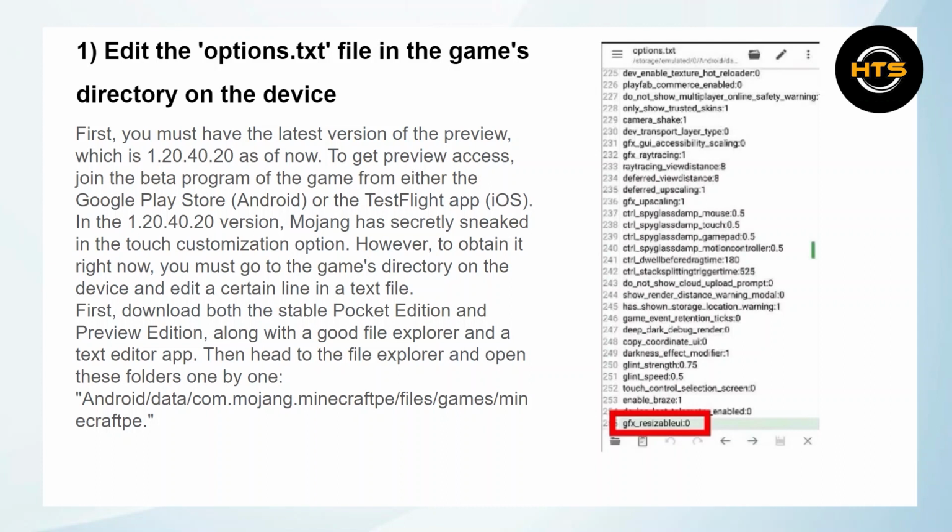First, download both the Stable Pocket Edition and Preview Edition, along with a good File Explorer and a text editor application. Then head to the File Explorer and open these folders one by one. Android/data/com.mojang.minecraftpe/files/games/Minecraft.